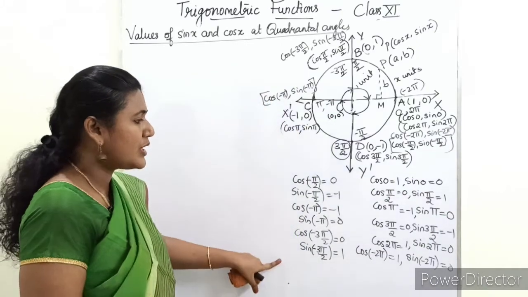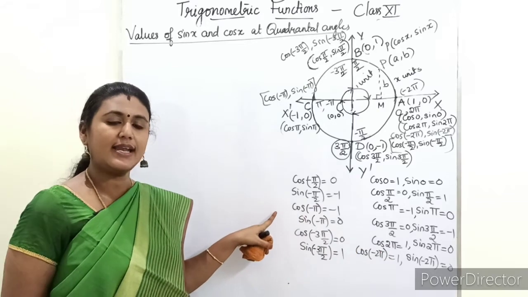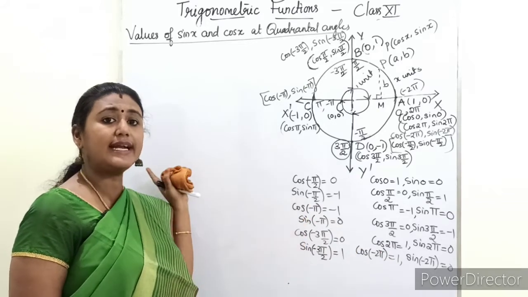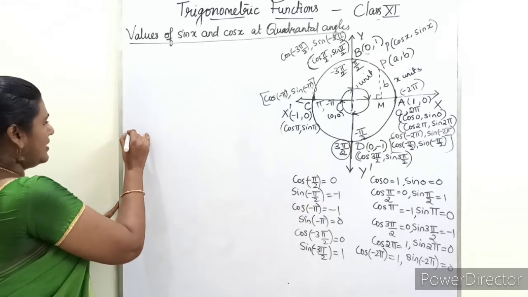Okay, so now we are going to represent all these values, that is the values of sine and cos on quadrantal angles, in a table. So we are going to represent these angles in a table.